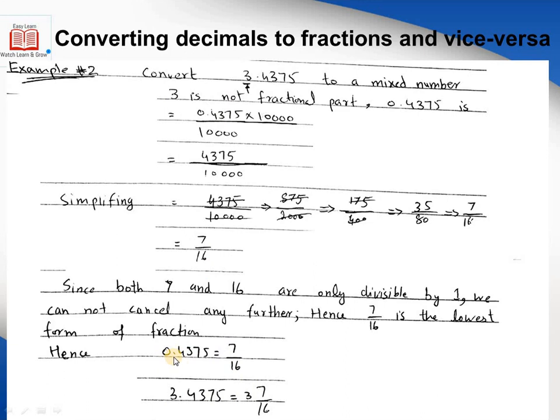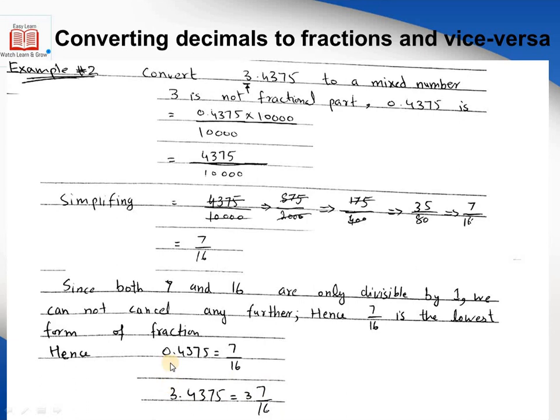This is 0 point, but the question is 3.4375. So 7 by 16 is the answer for this fractional portion only. When we append the 3 with the fractional portion, in the answer we also have to append this 3 with the proper fraction, so that it becomes a mixed number.